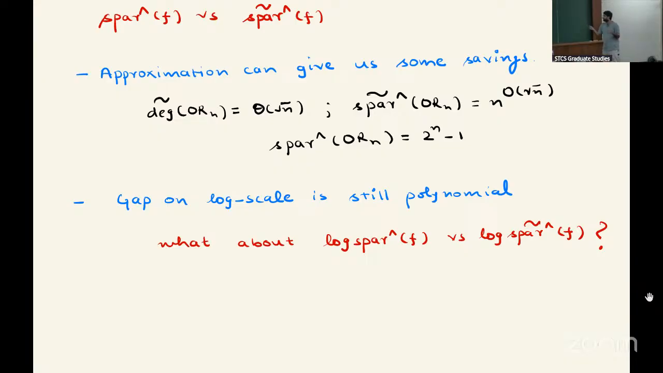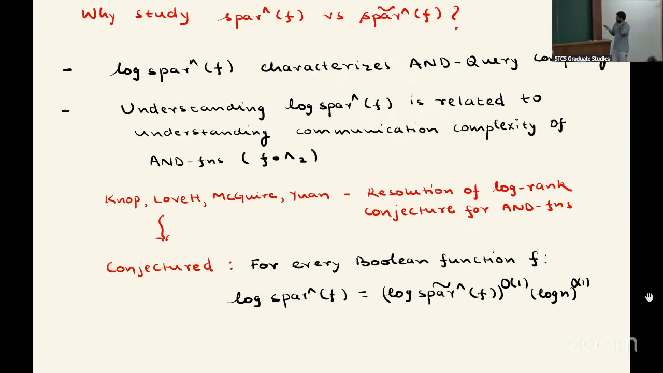It seems like log is the right scale for sparsity. So what about log sparsity and log approximate sparsity? Can we say that on this log scale things are polynomially related, or there is nothing we can do? What is the case in De Morgan basis? Although it's a natural question, studying the relationship between sparsity and approximate sparsity in De Morgan basis, there are some motivations as well.